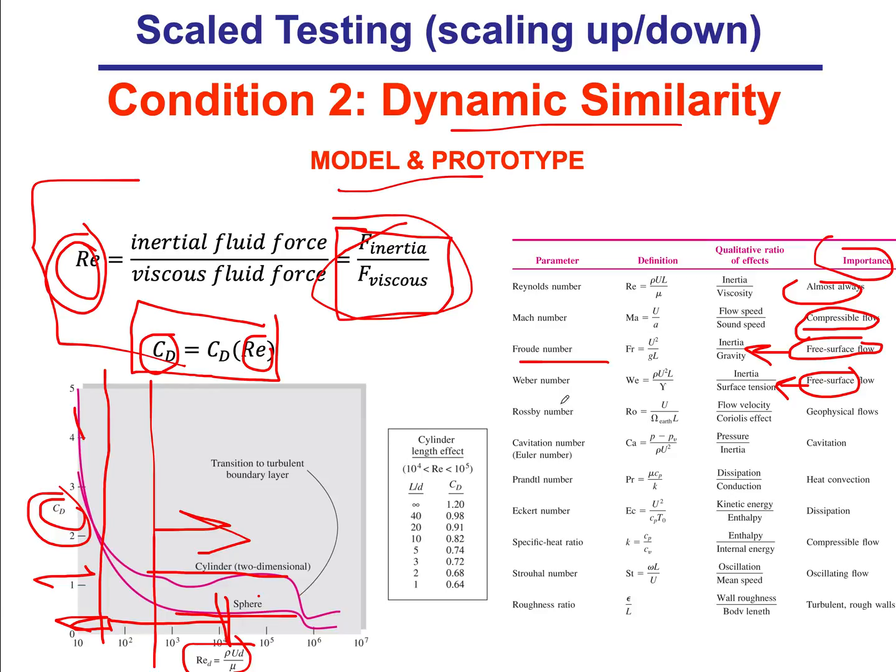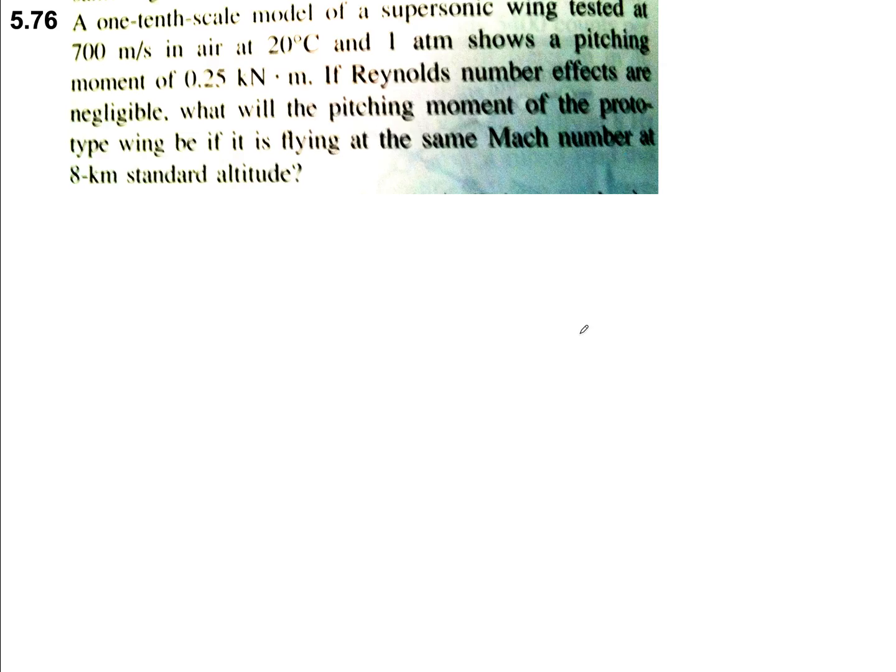So that's about it for scaling the test results from model to prototype. You want to have geometric similarity, and then you want to have dynamic similarity. What it means to have dynamic similarity is to have equality of the appropriate dimensionless number, whether it be Mach number, Froude number, or whatever. And once that happens, we can guarantee that the drag coefficient will be the same, just because Reynolds number is the same, or Mach number in that case would be the same. So let's look at an example now.